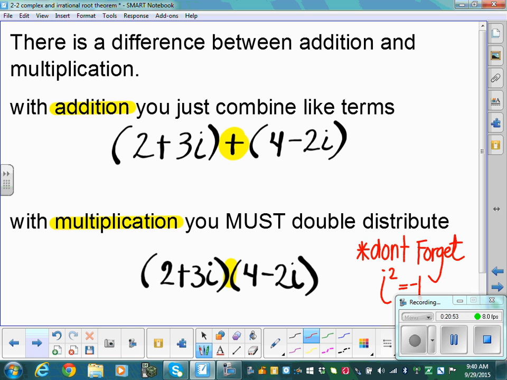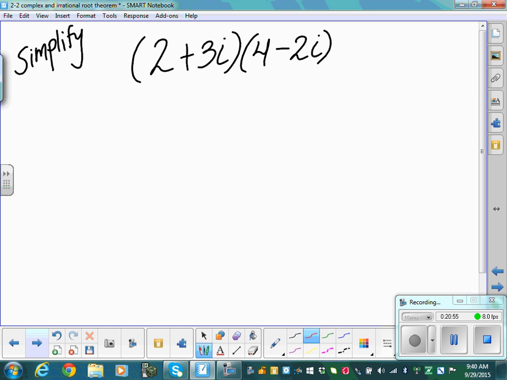All right, let's go ahead and start doing this. Here's our first example. We're going to simplify 2 plus 3i times 4 minus 2i. Once again, the reason we know it's times is because there's nothing in between there. So we have to double distribute. Did you hear me? You have to double distribute. So what we're going to do, guys, is take this side and multiply it to this whole side. Use the little trick I showed you, drawing your arrows. Go through it slowly. I'm going to focus on 2, and I'm going to distribute it through to each term over on the other side.